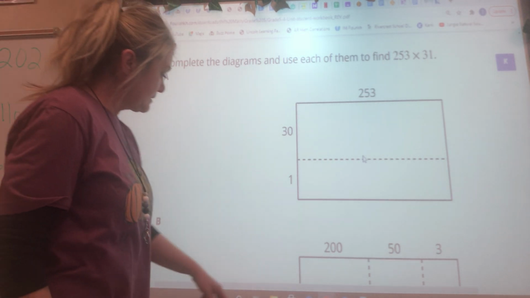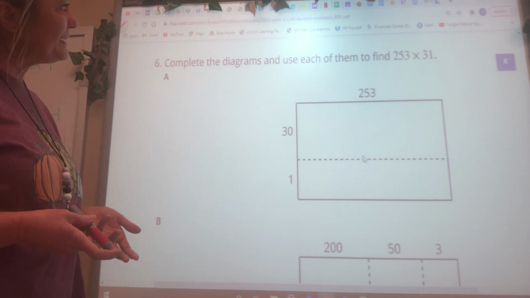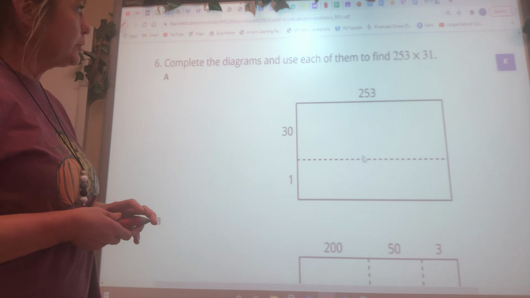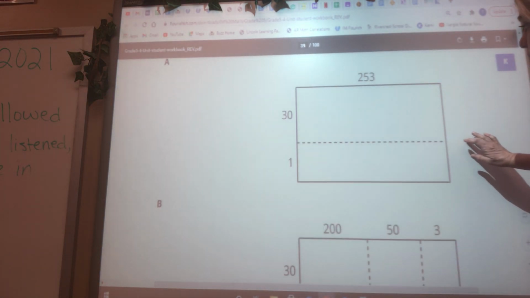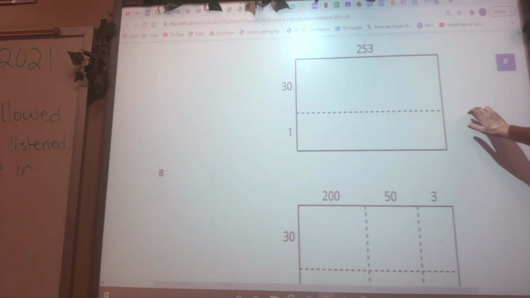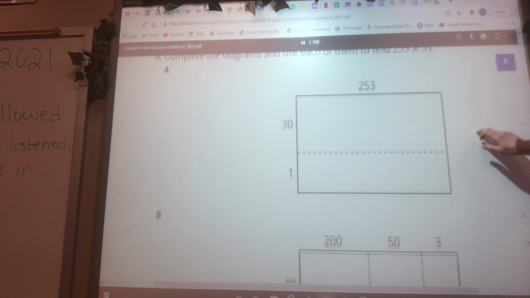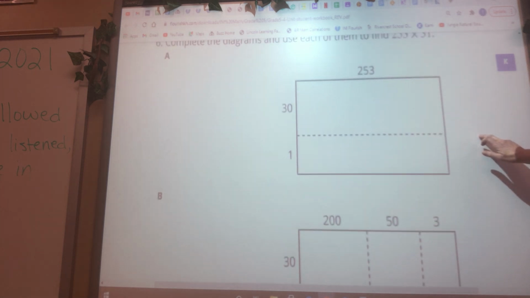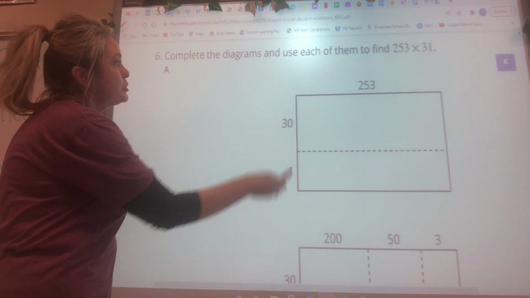Number 6 tells us that we want to complete the diagrams using each of them to find 253 times 31. So if I look at both of my diagrams, they're both multiplying 253 times 31. They just have their breakdown different. This one has it broken down into more partial products based on place value. So we'll just start with the top one.